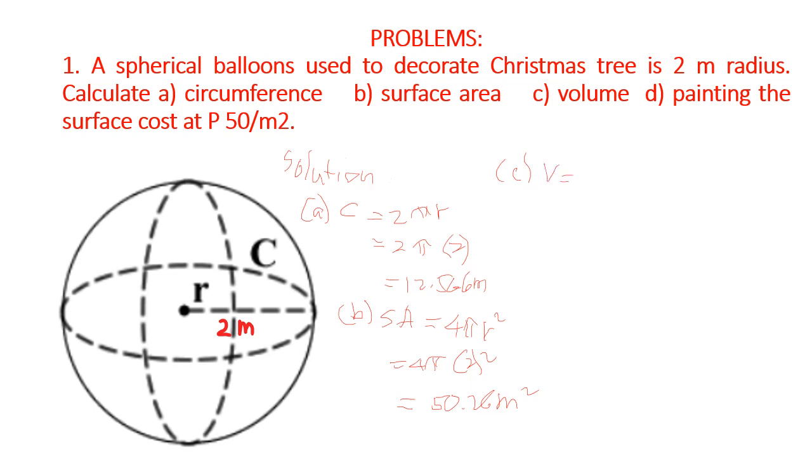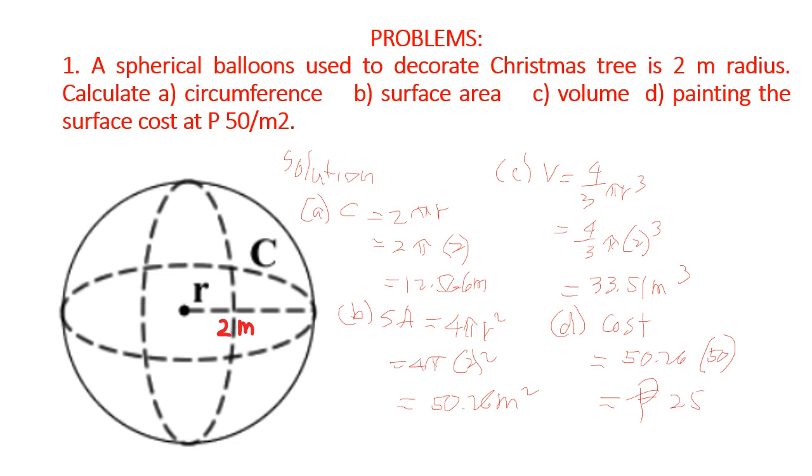For the letter C, volume equals 4/3 pi r³, 4/3 pi 2³, equivalent to 33.51, of course, cubic meters. The cost of painting, so the cost is equivalent to 50.26 times 50, equivalent to 2513.00.